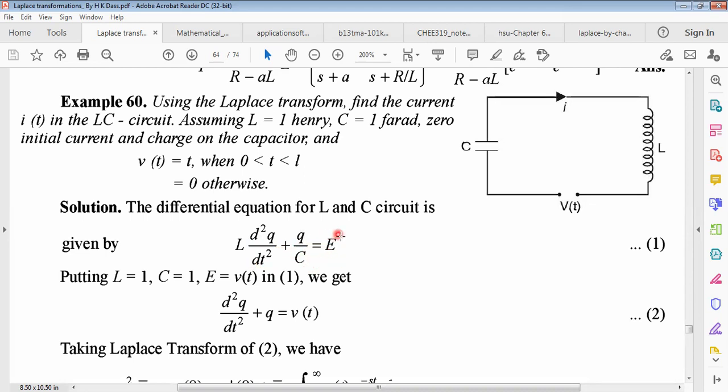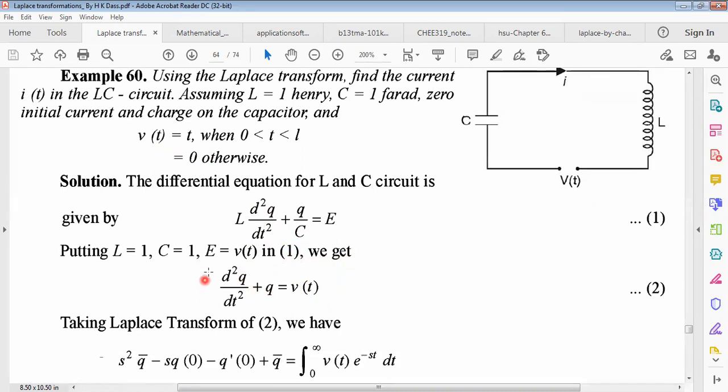So this is actually the total EMF. Now putting L equals 1, C equals 1 and E equals Bt, equals what? Bt. In equation 1 we easily get this differential equation.